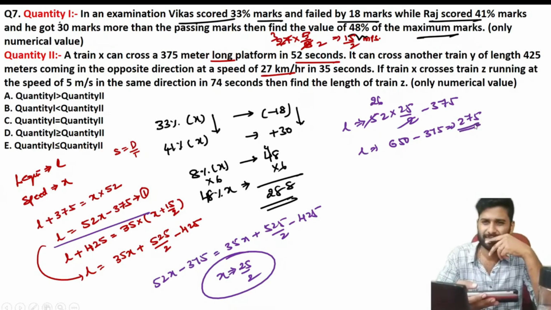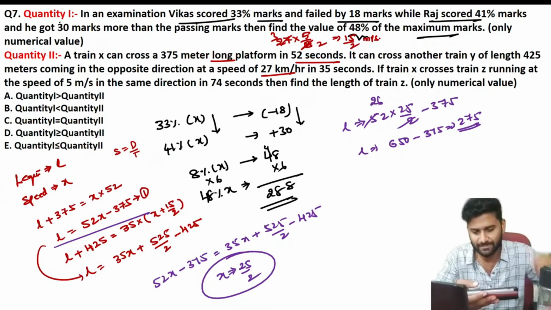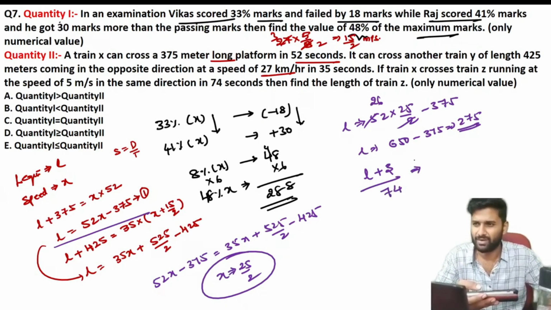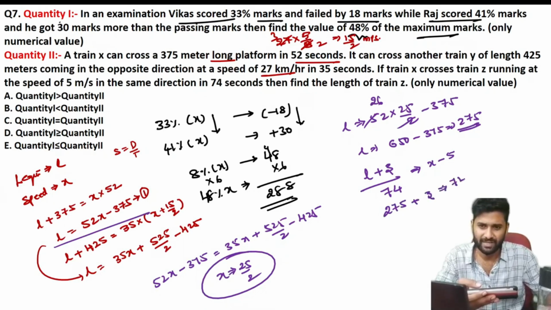Now the main question here: if train X crosses train Z running at a speed of 5 meter per second in the same direction in 74 seconds, find the length of the train Z. See, the length of the X train is L, and Z is Z. Now it takes how much time? They clearly mentioned 74. Now here the relative speed, both are traveling in the same direction, it's x minus 5. Now here you know that the length of the train X is 275. Z we don't know. 74 into (25 by 2 minus 5) is exactly equal to the sum of the lengths.